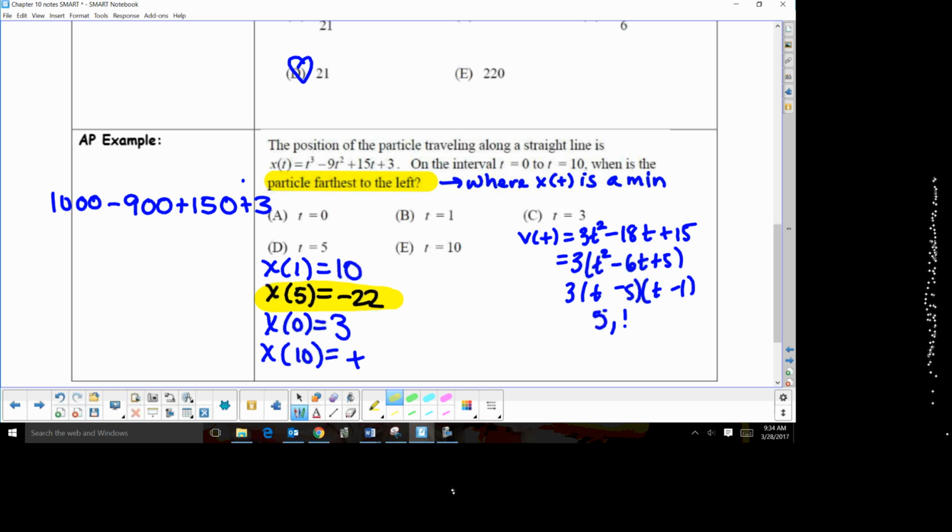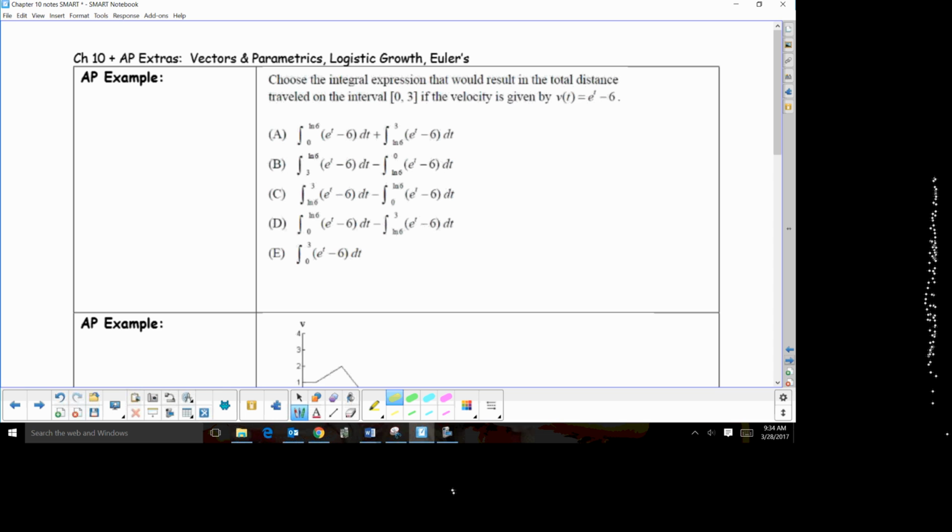Anybody one more time on this one? Okay. So this one I really like. It says choose the integral expression that would result in the total distance. So as soon as I see total distance, am I in rectangular or parametric? Rectangular. So what's the formula in rectangular?